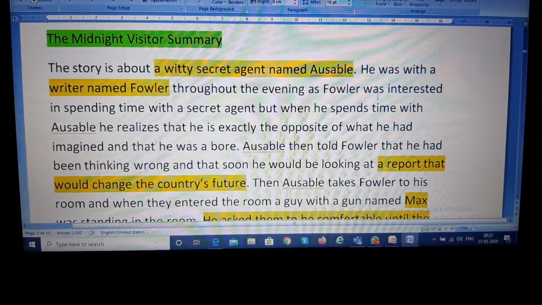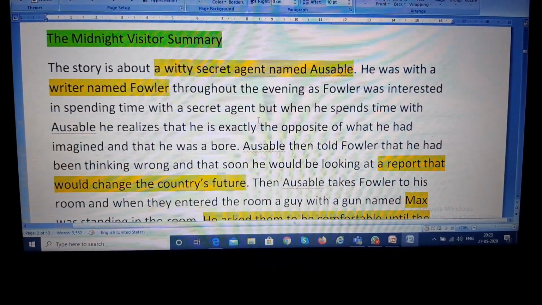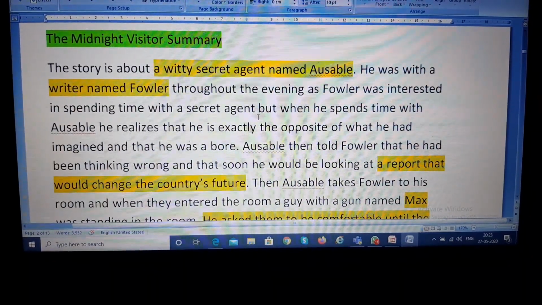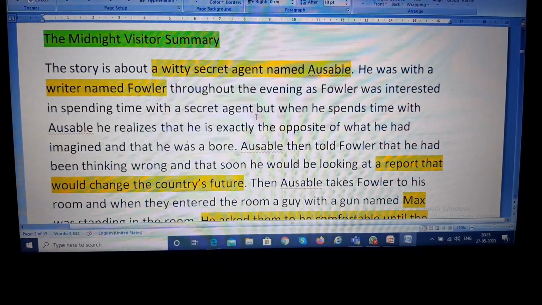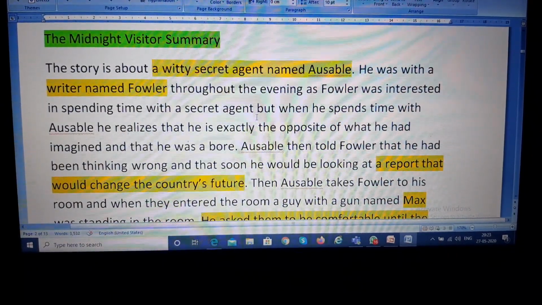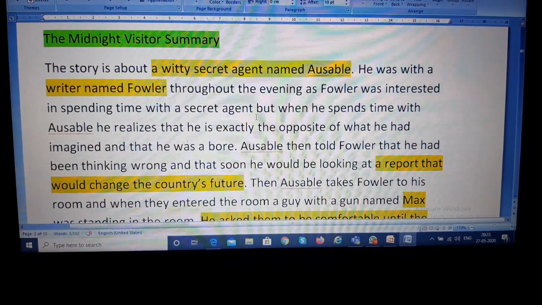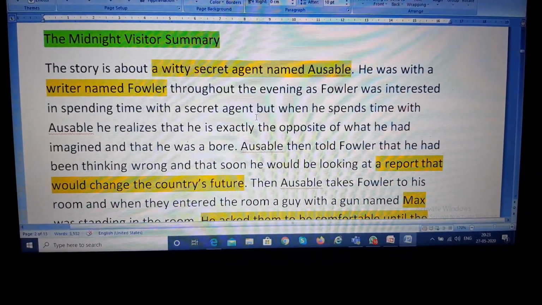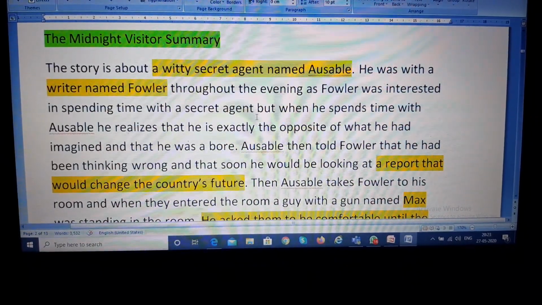Throughout the evening, Fowler was interested in spending time with a secret agent. So it was Fowler's demand to spend the time with a secret agent, and that demand was accepted by Ausable because he was a secret agent. But when Fowler spends time with Ausable, he realizes that he is exactly the opposite of what he had imagined, and that he was a bore.